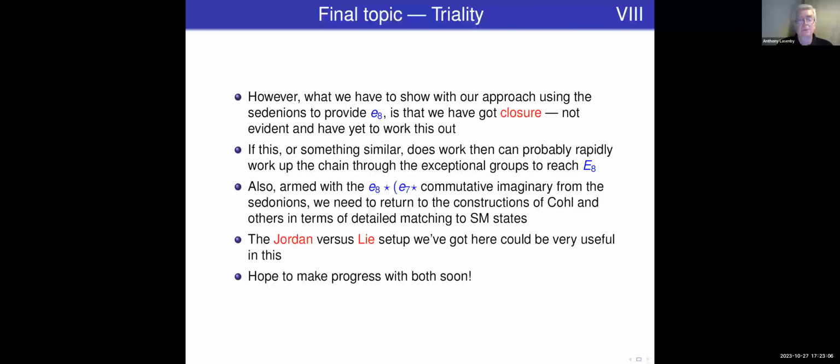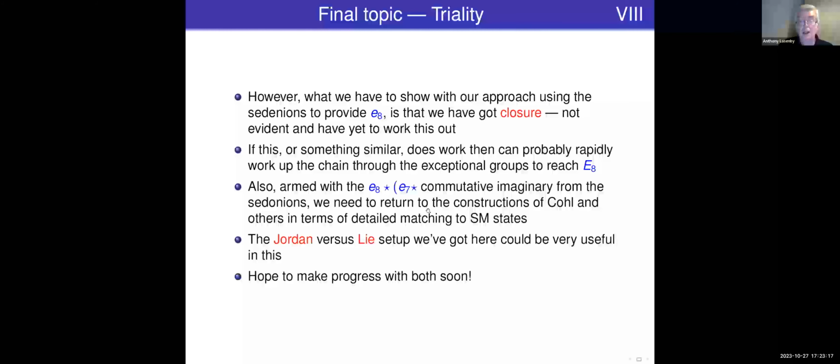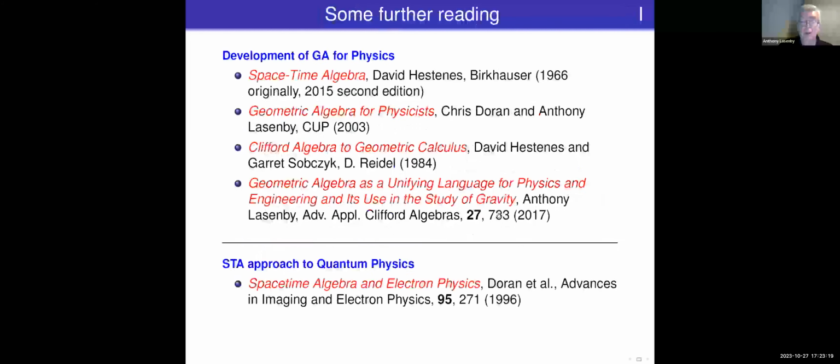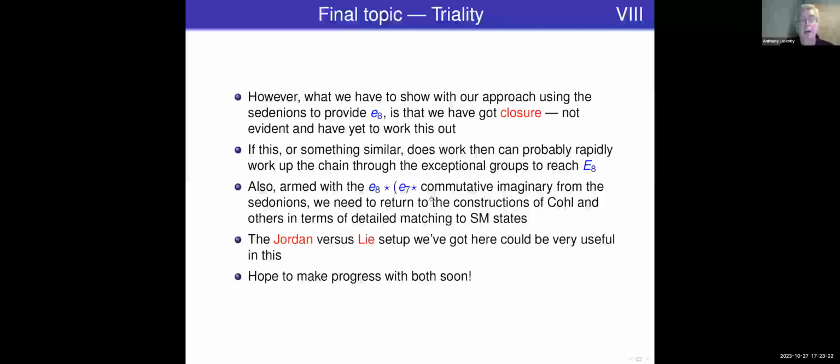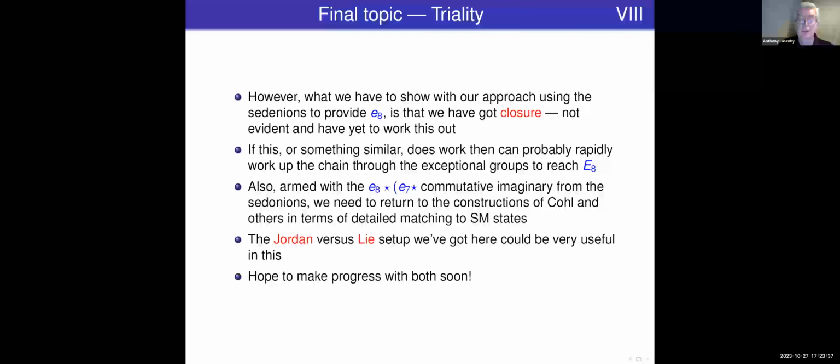So if this or something similar does work, we can probably rapidly work up the chain through the exceptional groups to reach E8. And with this commutative imaginary from the Sedenians, we need to return to the construction of Cole and others in terms of detailed matching to the standard model states. And the Jordan versus Lie setup we've got here could be very useful in this. I know that's another thing that arises a great deal in the current studies. So I hope to make progress with those soon.